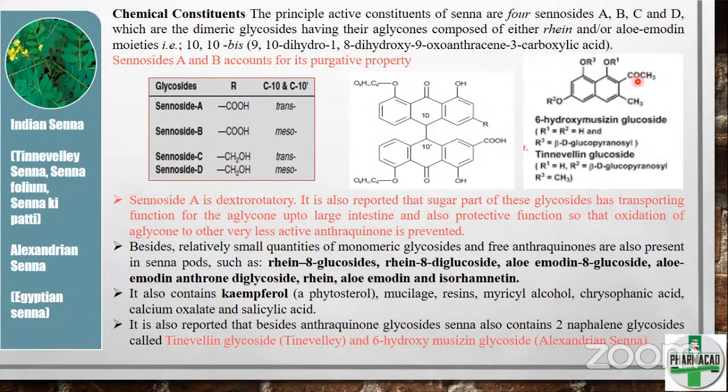Now, there are two different naphthalene glycosides that are reported. One is tinnevellin glucoside. Why naphthalene? Because here you can see the naphthalene ring. Very easily you can remember. Tinnevellin glucoside is present in Tinnevelly senna, or Indian senna. And 6-hydroxymusizin glycoside is present in your Alexandrian senna.